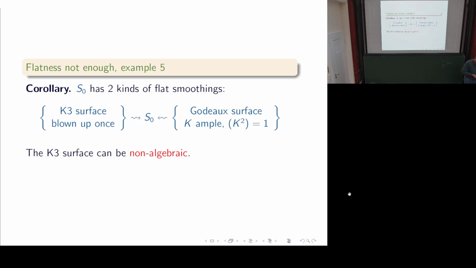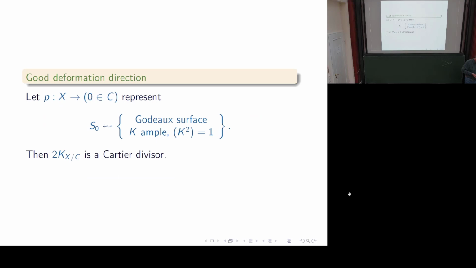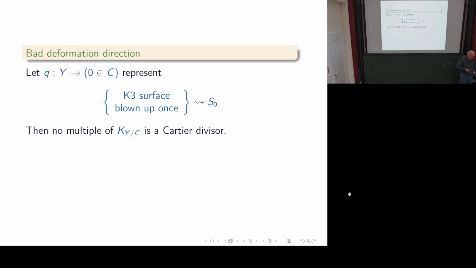And, well, the question is, what distinguishes the two sides? So let's just think about this a little bit. If I'm on the general type side, then two times the relative canonical class ends up a Cartier divisor. This is actually fairly easy to see from the construction that we had. And then if I'm on the other side, where I deform with the blown up K3, well, you have to check again. It's not too hard. No multiple of the relative canonical class is a Cartier divisor. So that means that the property that we should focus on is whether the relative canonical class, or some multiple of it, is Cartier.